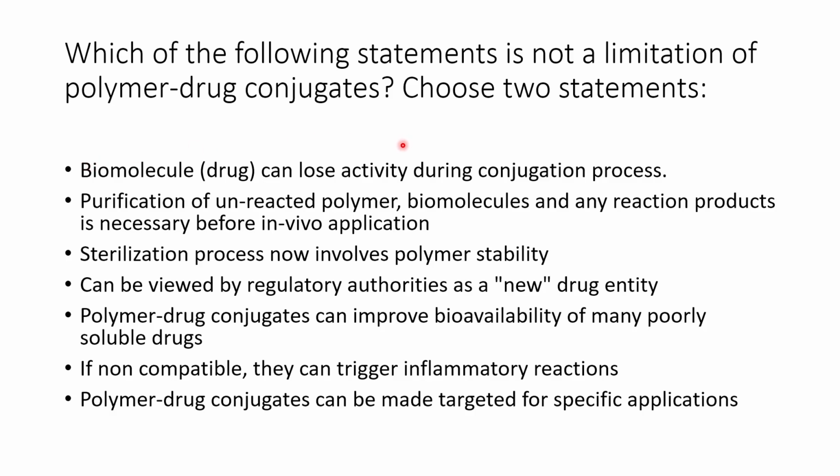So can biomolecules lose their activity during the conjugation process when you're making a polymer drug conjugation? Let's say I have some polymer PLGA, and I have a biomolecule or a therapeutic agent that I want to give to the person. So mRNA. I want to conjugate this mRNA to the PLGA. Will it lose activity during the conjugation process?